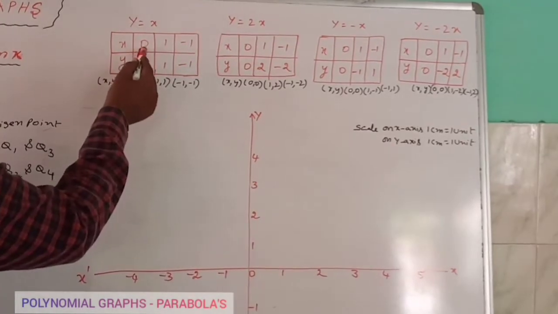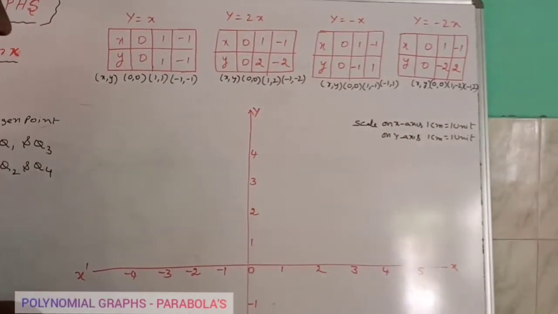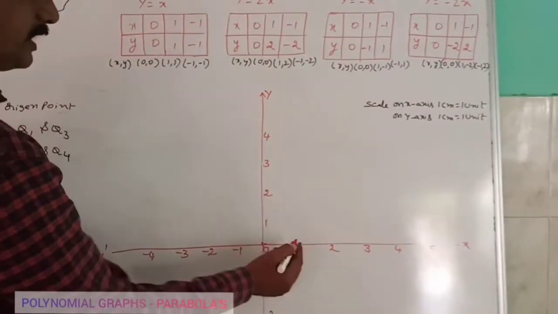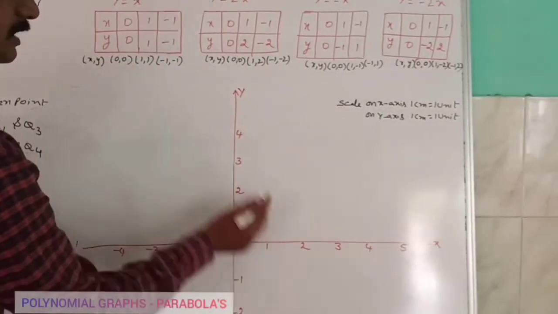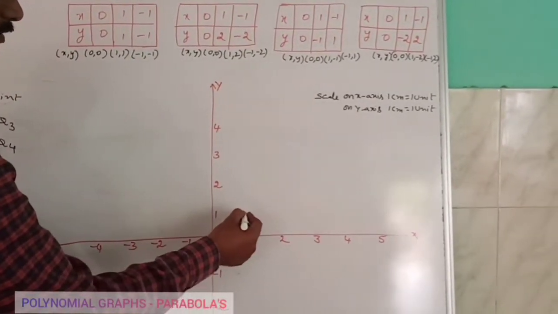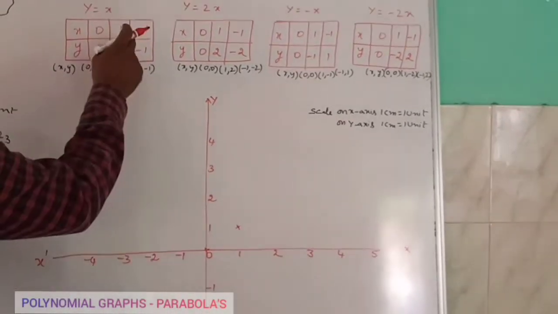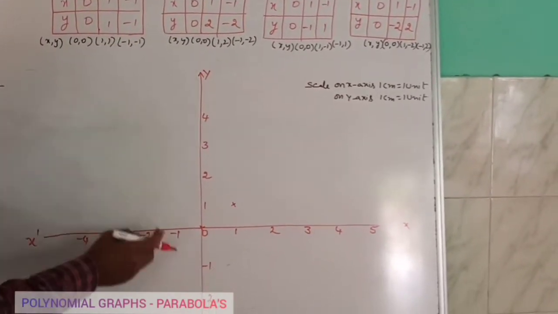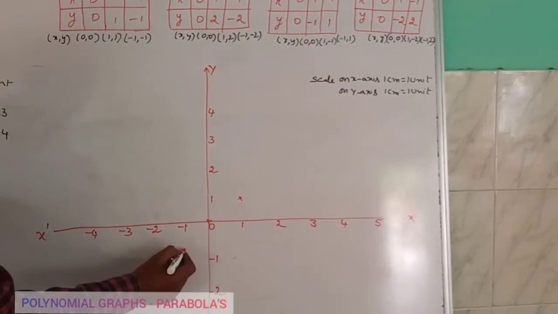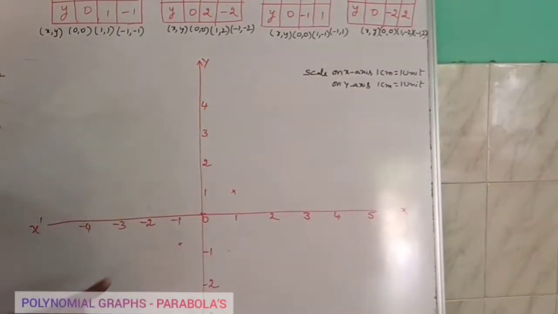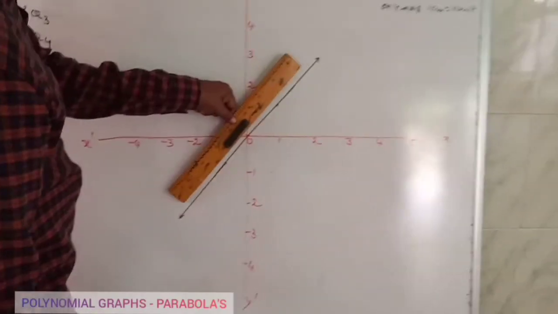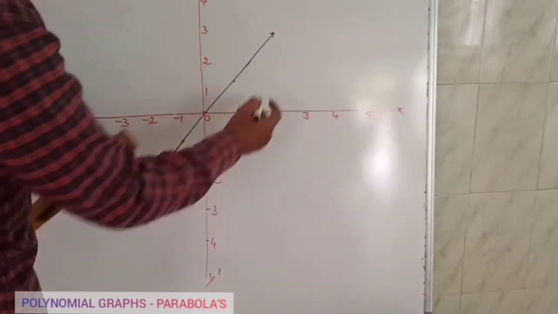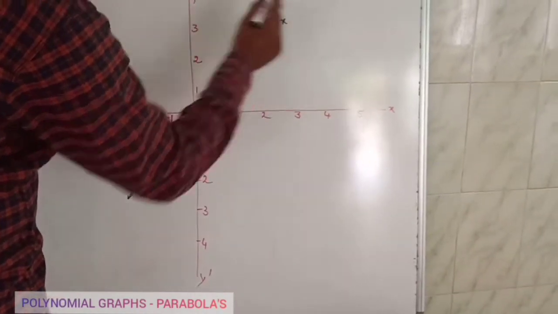For example, first one 0, 0. Where is that 0, 0? That is the origin point. Then 1, 1: on the x-axis 1 and y-axis 1. And next minus 1, minus 1. First the x value, next the y coordinate value. Minus 1 comma minus 1, mark this, and join these points with the scale and draw the straight line. Here it is y equal to x.